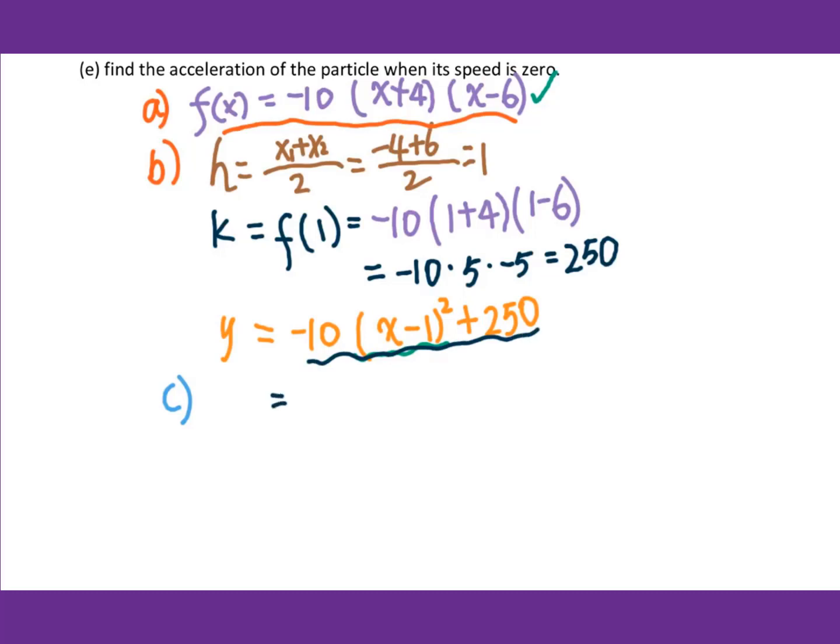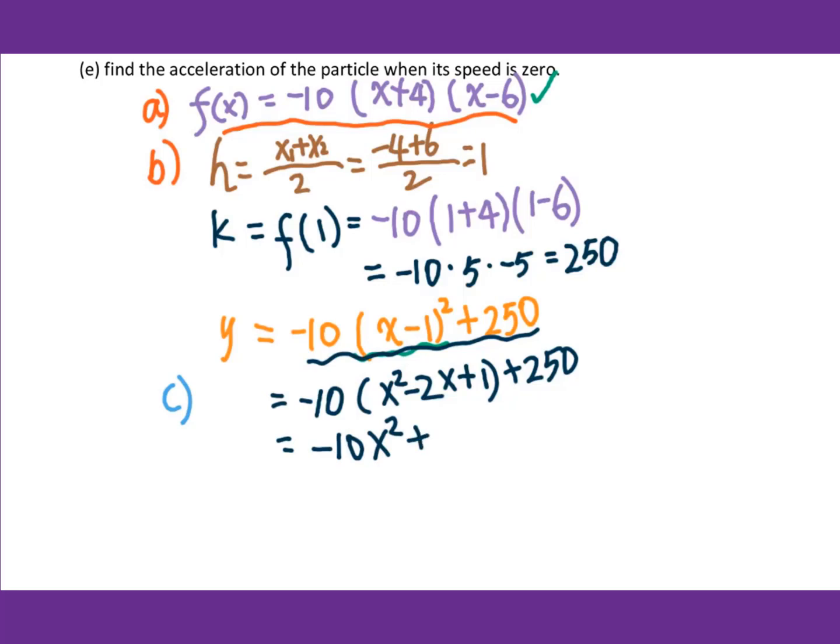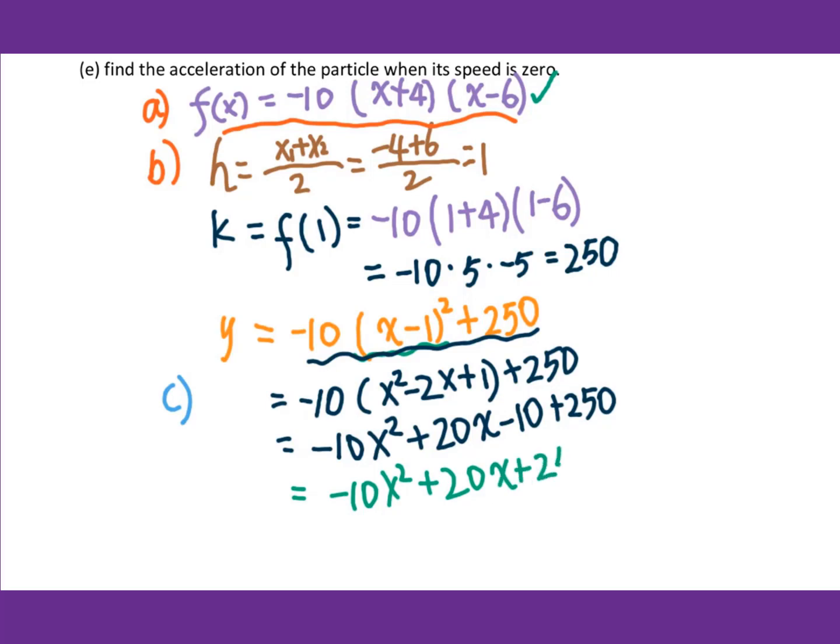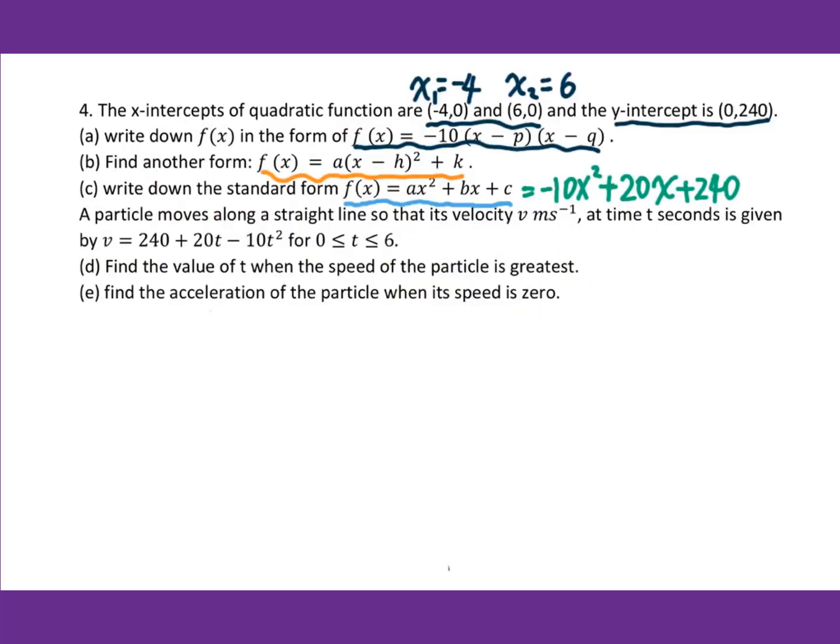So we got negative 10 times (x squared minus 2x plus 1), then plus 250. So we got negative 10x squared plus 20x minus 10 plus 250. Then we combine like terms. We got negative 10x squared plus 20x plus 240. This will be the standard form. Now let's go to D.